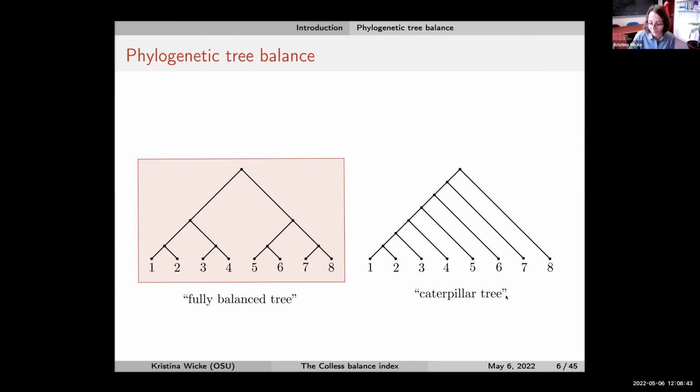this tree, and this will appear later on, is called the caterpillar tree. And we usually think of the caterpillar tree as the most imbalanced tree that we can have. So for those 2 trees, it's kind of easy, or it's intuitive to say that the left-hand tree is more balanced than the right-hand tree.